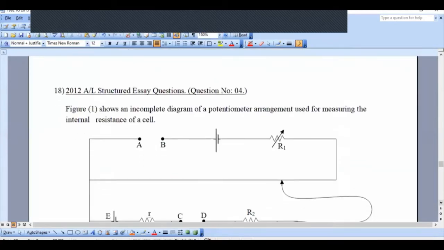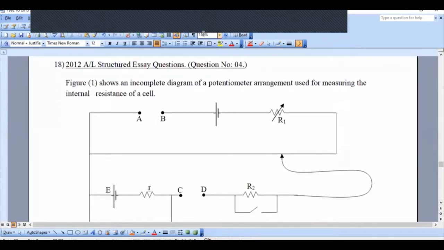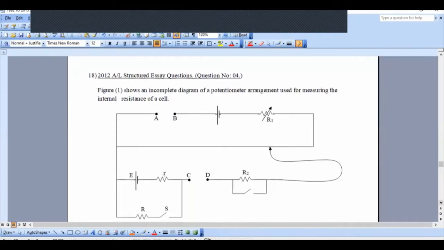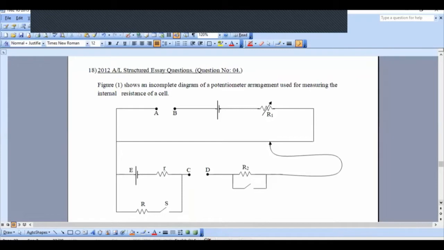Right. So somebody unmute the mic and read the question. 2012 fourth structured essay question, which is given from the potentiometer, current electricity lesson. Somebody unmute the mic and read it quick. Figure 1 shows an incomplete diagram of a potentiometer arrangement used for measuring the internal resistance of a cell.